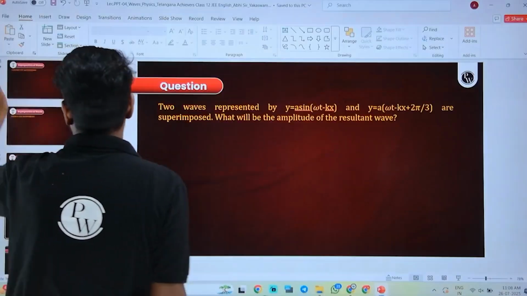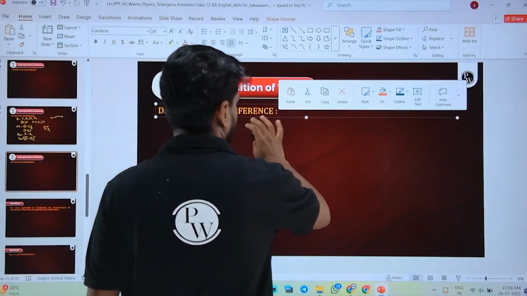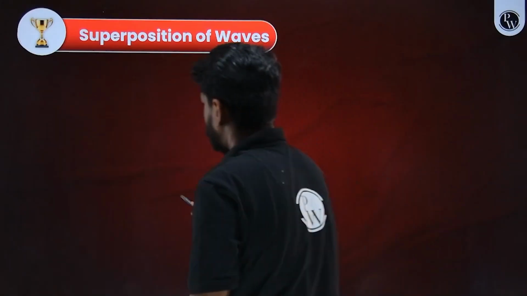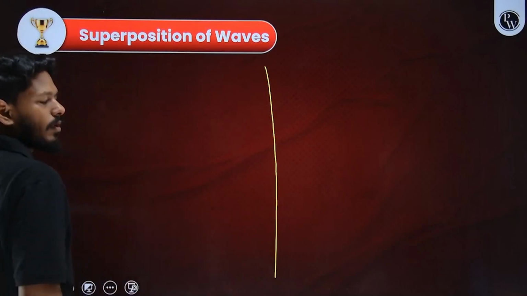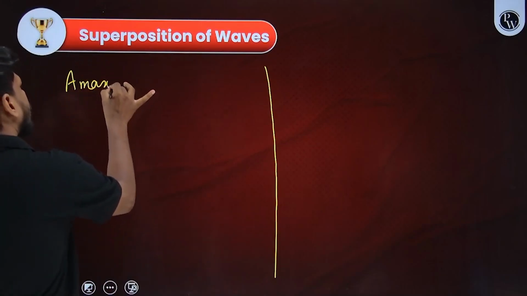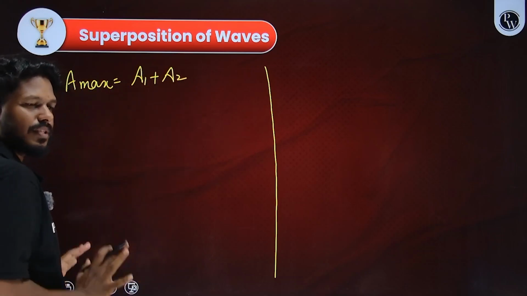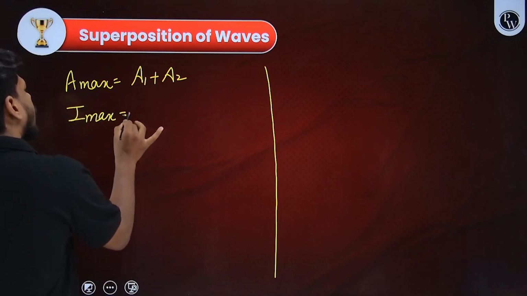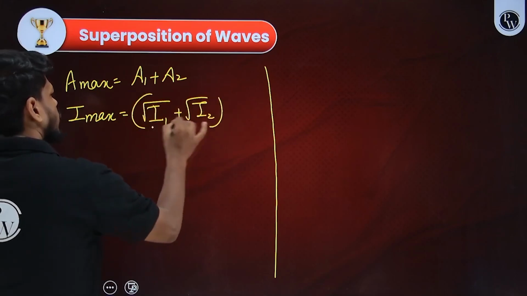So let me take an empty slide, or else let me rub this. So in simple conclusion, my A maxima is equal to A1 plus A2. They are simply adding, right? They are simply going to get added. What will be my I maxima? Root of I1 plus root of I2 the whole square.